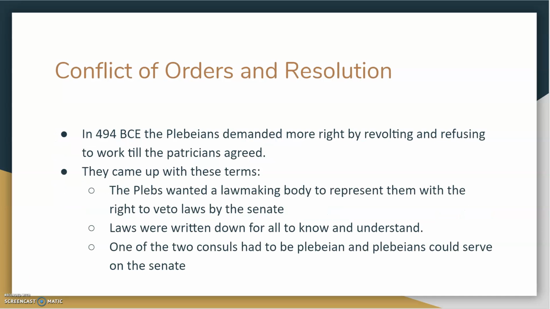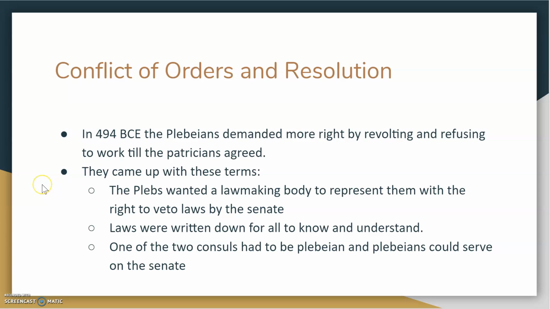So what happened was something called the conflict of orders. In 494 BCE, the plebeians demanded more rights. So they revolted, they refused to work, they pretty much protested until the patricians agreed. And so they came up with 3 terms.